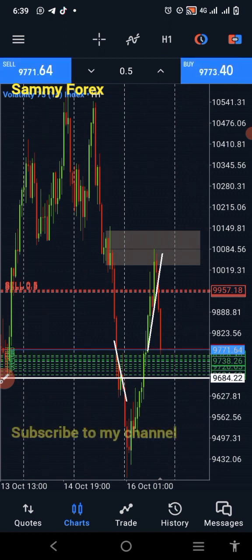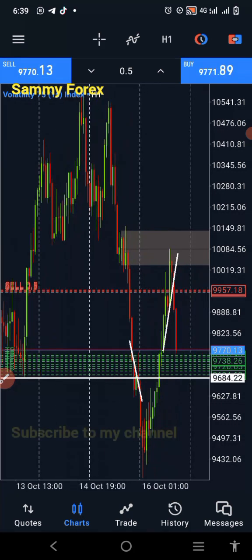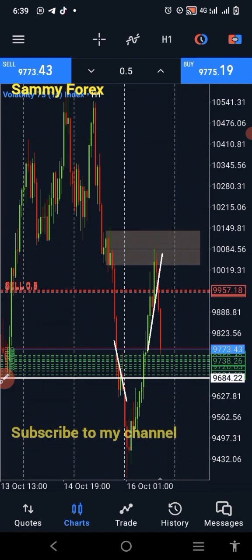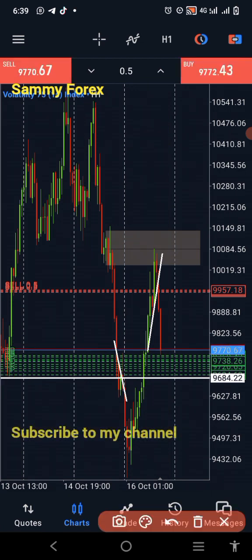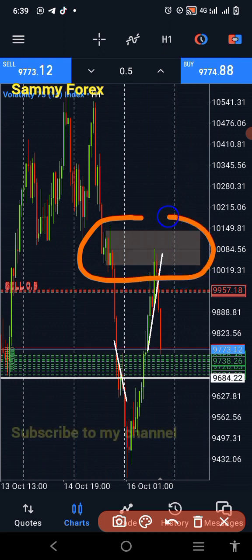So a supply zone is an area in the market where we have a bunch of sellers waiting to execute their selling positions, while the demand zone is a zone in the market where we have a bunch of buyers waiting to buy the market. So right now we have a supply zone here. We have a supply zone here. That's why I marked it gray.